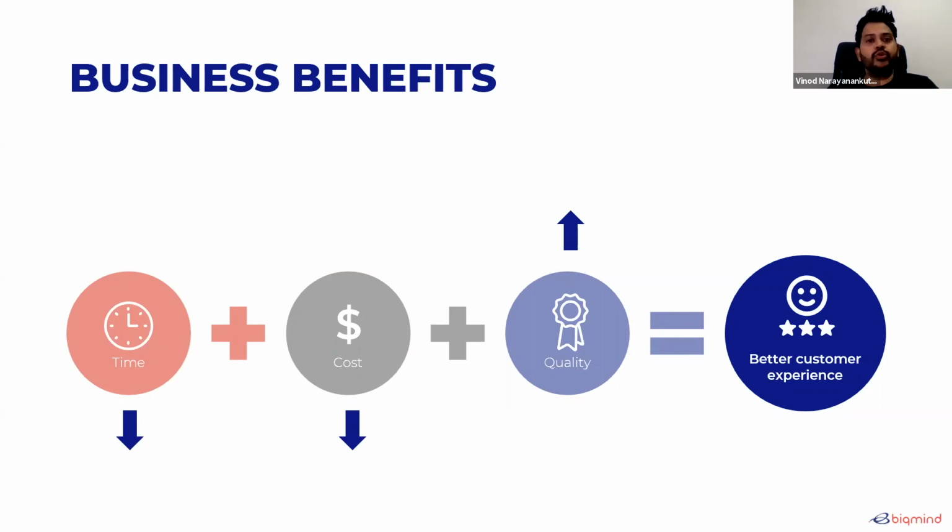Thirdly, we can improve the quality by creating consistent environments. This means fewer errors with automated processes. It is now easier to adopt best practices, collaborate, scrutinize, improve security, adhere to compliance, and it makes it much easier to audit. So with reduced time, reduced cost, and improved quality, business can now deliver better customer experience.